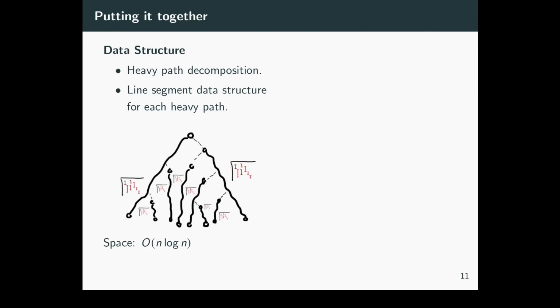We construct the heavy path decomposition for our suffix tree, and then for each heavy path we build the line segment data structure. And this ends up taking O of n log n space. The insight here is that each leaf in the suffix tree can contribute a constant number of line segments in each line segment data structure it appears in, which corresponds to every heavy path that it intersects on the path from the root to that leaf. So that's going to be O of log n for each leaf, and there's n leaves, so in total O of n log n space.